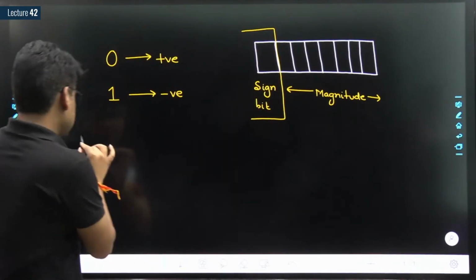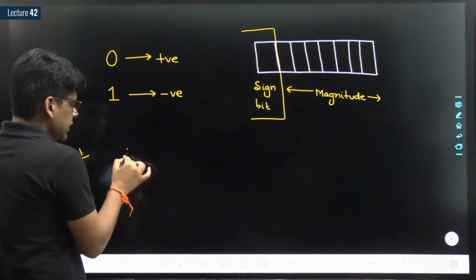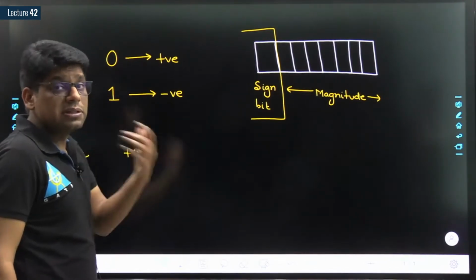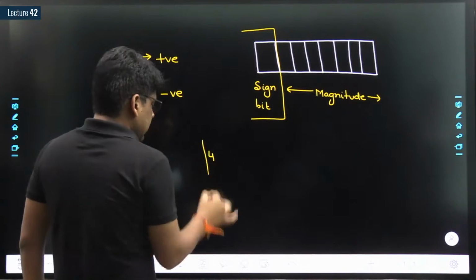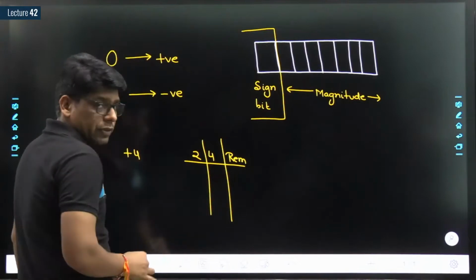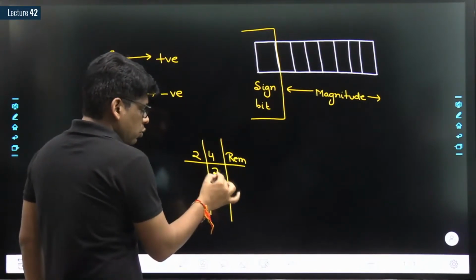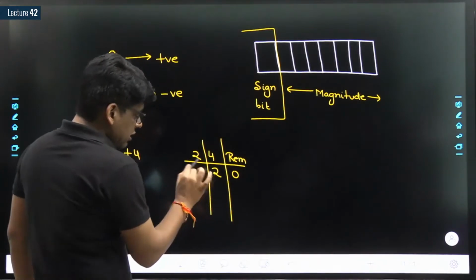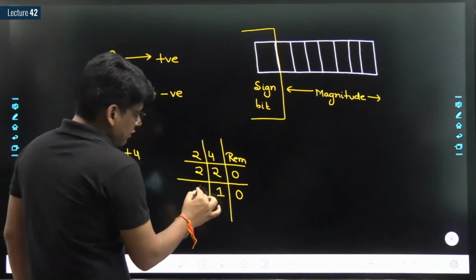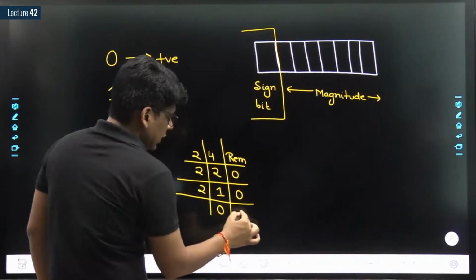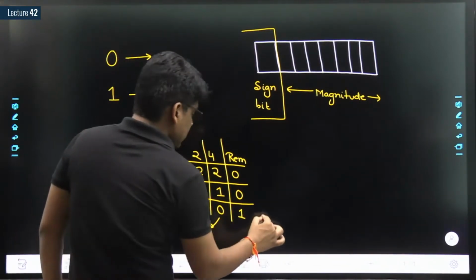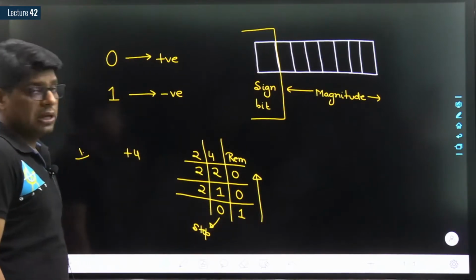For example, let me represent plus 4 in such a system. What is the binary of 4? Sir, the binary of 4 can be calculated by successive division by 2. When 4 is divided by 2, quotient is 2 and the remainder is 0. When this 2 is again divided by 2, the quotient is 1 and the remainder is 0. When this 1 is divided by 2, the quotient is 0 and the remainder is 1, and we need to stop because the quotient becomes 0. So what is the binary of 4? Sir, the binary of 4 is 1, 0, 0.